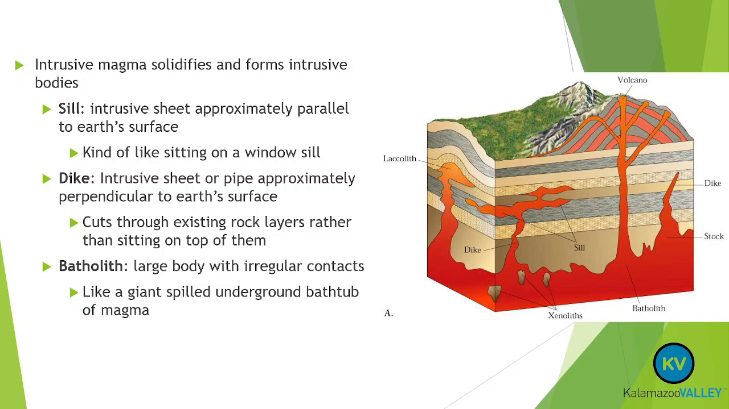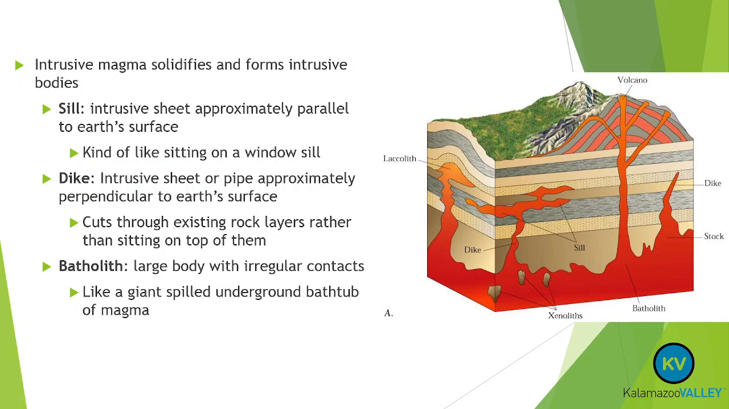Then a dike is sort of the opposite situation where we have it going straight through. And in this case, we have a dike leading into a sill, but a dike alone is just that vertical portion that cuts perpendicularly through the bedrock. It's not always perfectly perpendicular, but the idea is that the dike is the vertical version of the horizontal sill.